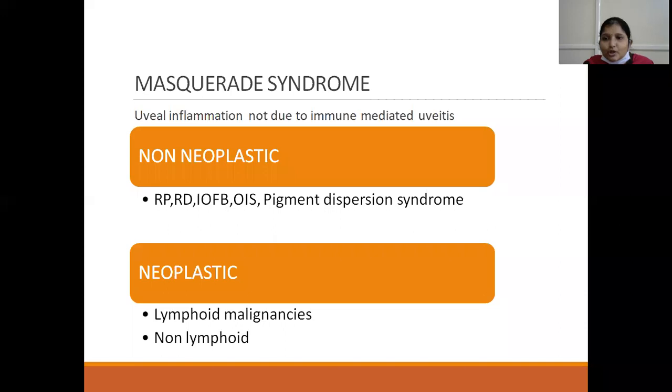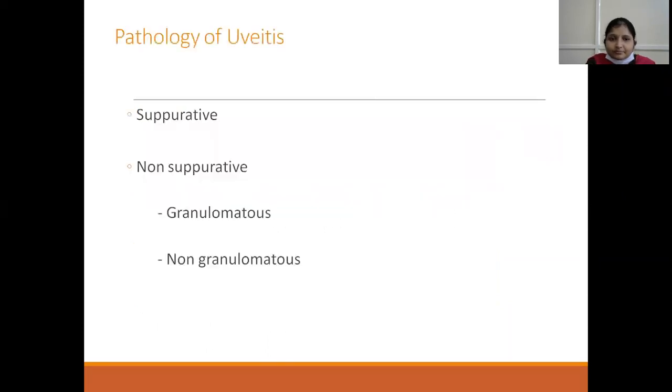So first is anatomical. Based on anatomical classification, we have classified it into anterior uveitis, intermediate uveitis, and posterior uveitis, as well as panuveitis. Clinical classification is infective, non-infective, and masquerade syndromes. Pathological classification: suppurative, non-suppurative. Again, non-suppurative is classified into granulomatous and non-granulomatous uveitis.